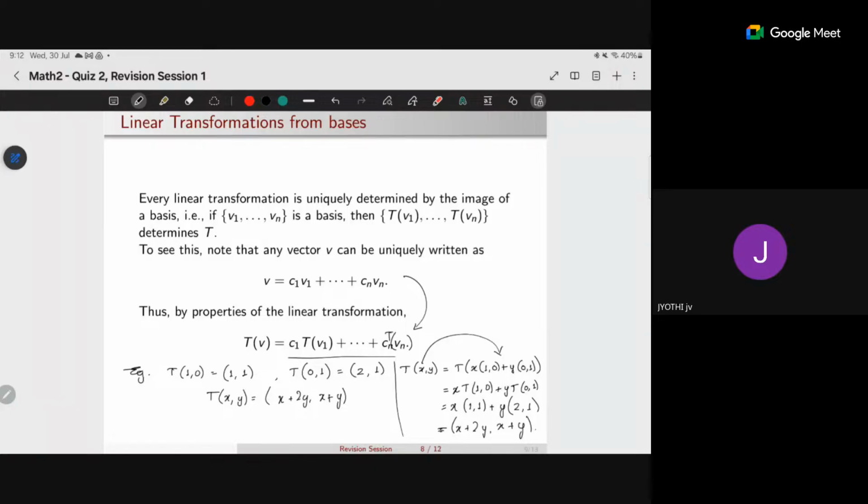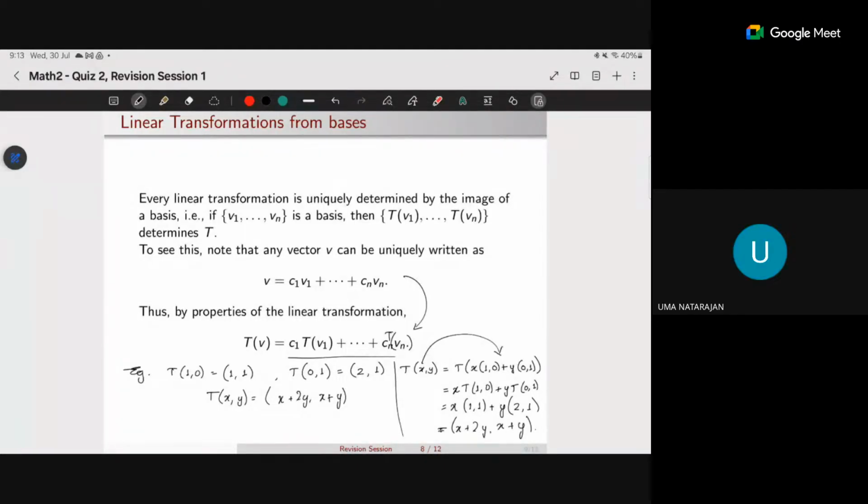But suppose the basis was something like (1, 1) and (3, 4) or something like that. You'll have to determine how to express any (x, y) as a linear combination of that, which is once again solving a system of linear equations, and it is guaranteed to have a solution.